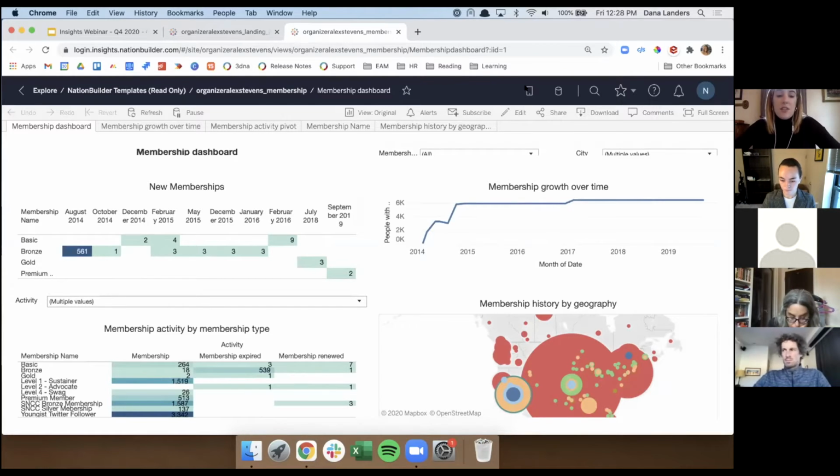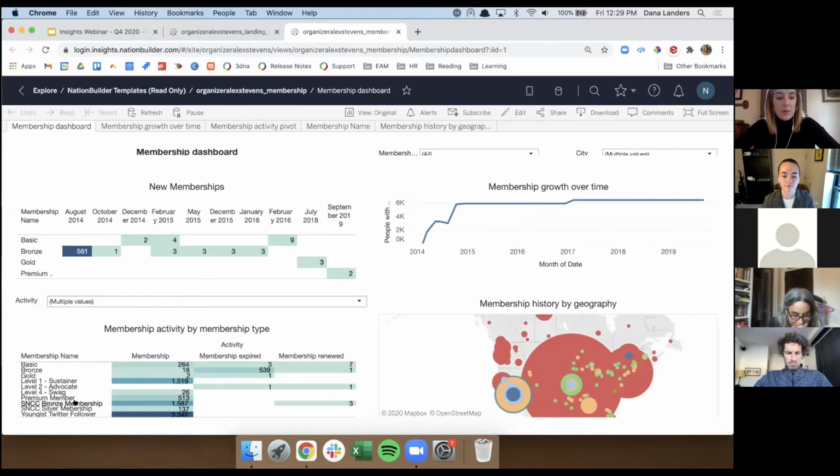This actually gives you a chance to see the number of new members you have at each level by month when they joined. It could even be as specific as by day. Your membership growth over time. How many times are you asked to provide this number to individuals at your organization? And then your membership activity by type.